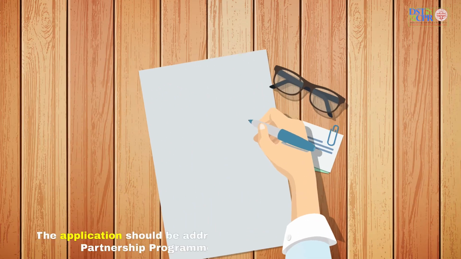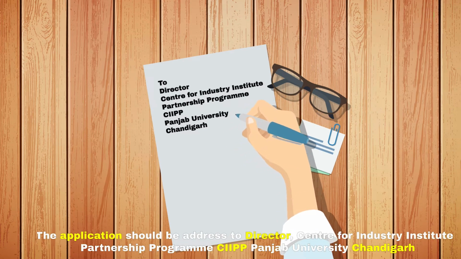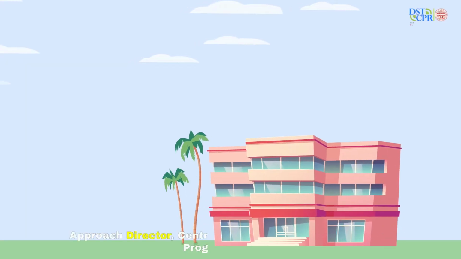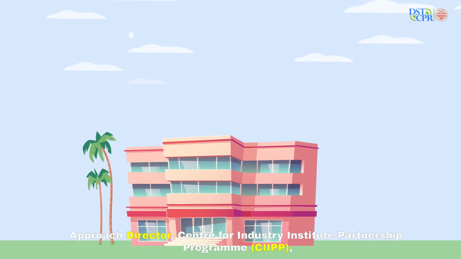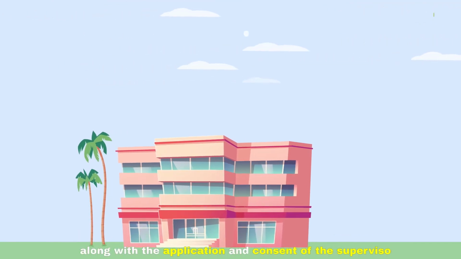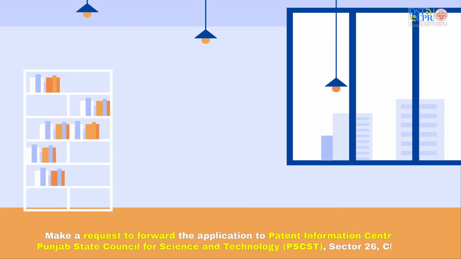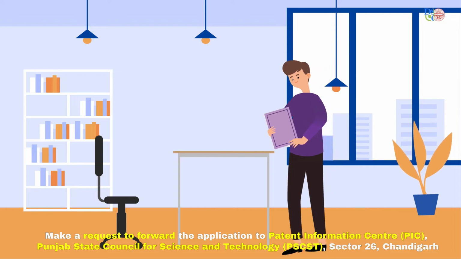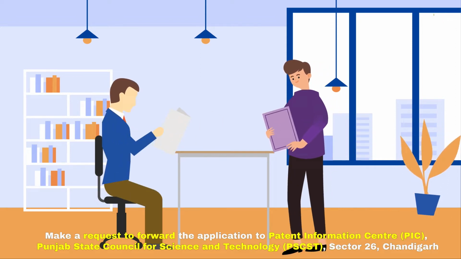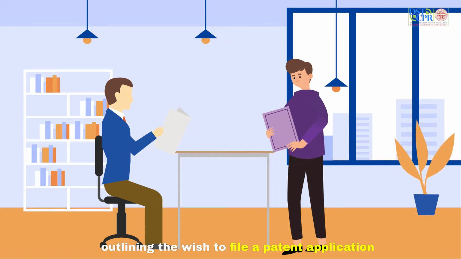The application should be addressed to Director, Center for Industry Institute Partnership Programs, CIIPP, Panjab University, Chandigarh. Approach the Director, CIIPP, along with the application and consent of the supervisor. Make a request to forward the application to Patent Information Center, Panjab State Council for Science and Technology, PSCST, Sector 26, Chandigarh, outlining the wish to file a patent application.